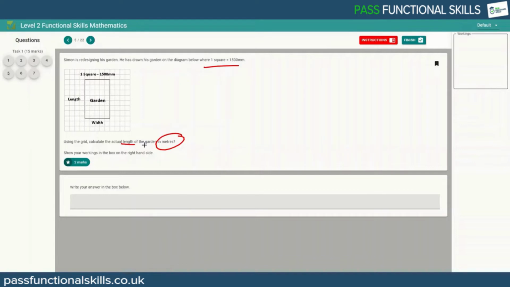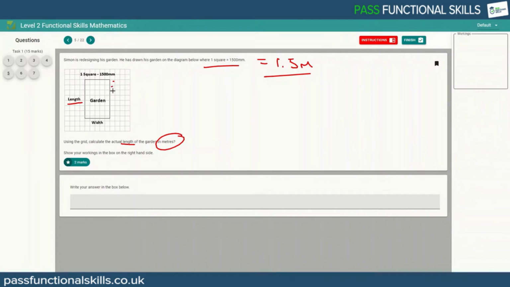So the first thing we're going to want to do is convert this into metres. So 1,500 millimetres is simply 1.5 metres. All we're interested in on the scale drawing is the length. So all we have to do is simply add up the number of squares and use this conversion factor to calculate the actual length of the real garden.